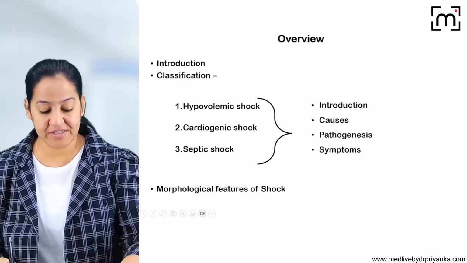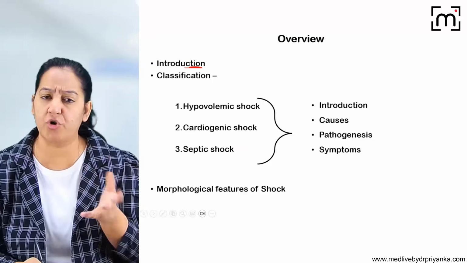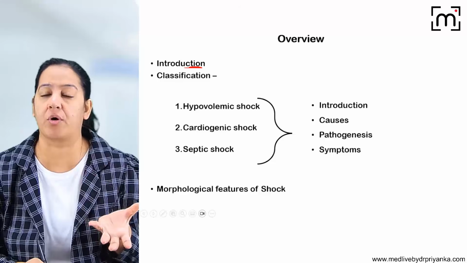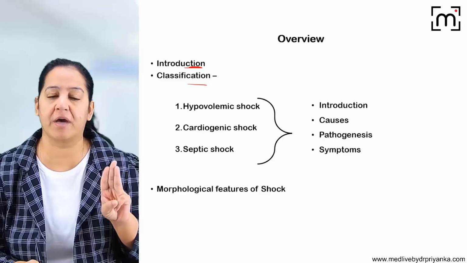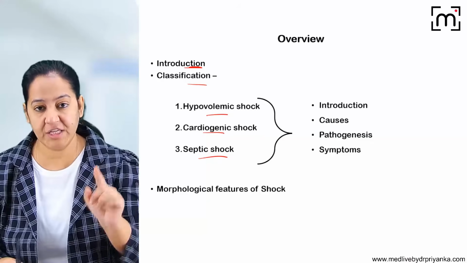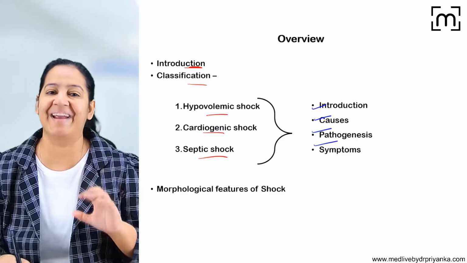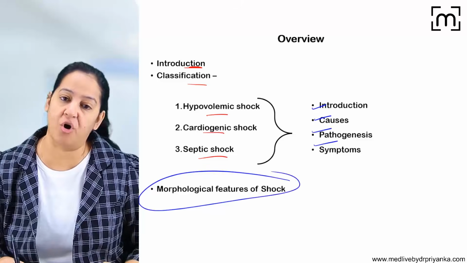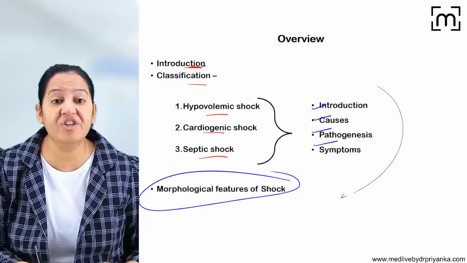So first of all, I will tell you the introduction, the definition of shock. What is shock? You must understand it. What do you mean by shock? Then I will tell you the classification of shock, in which there are three important shocks we are going to discuss: hypovolemic shock, cardiogenic shock, and septic shock. For each of them, we will see the introduction, causes, pathogenesis, and symptoms. In the end, we will see the morphological features of shock, which is common for all the shocks. So let's start the introduction, the definition of shock.